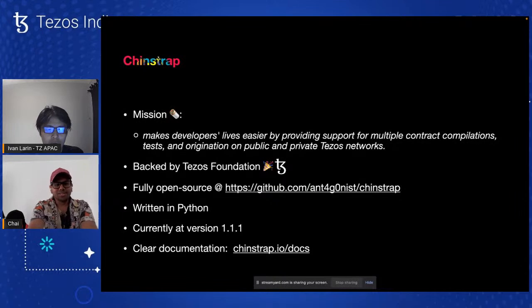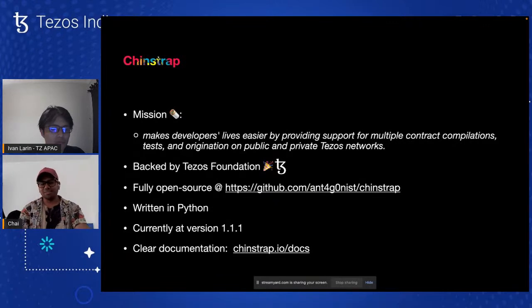So this is how Chinstrap started. Initially, when I was learning to build smart contracts on Tezos, the Truffle suite from Ethereum was supporting Tezos, but they deprecated the entire support. So I was missing this tool set, so I started building it. Later I made it open source and applied for a Tezos Foundation grant. We got the grant, and now we are working on this. It's completely written in Python and it's completely open source.